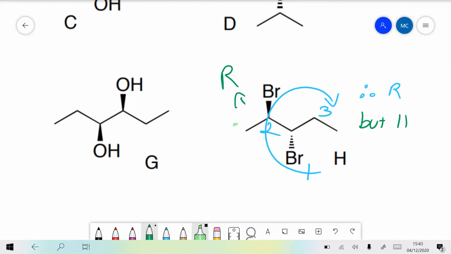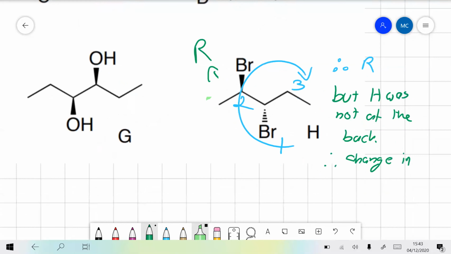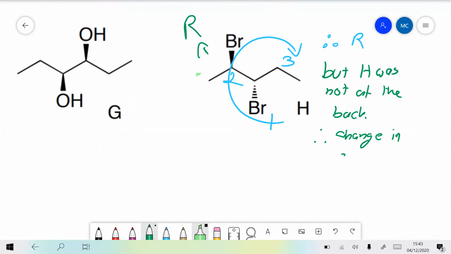But hydrogen was not at the back. Therefore, change in stereoisomer. Therefore, yes. And the answer would be yes. So, what did I do here?